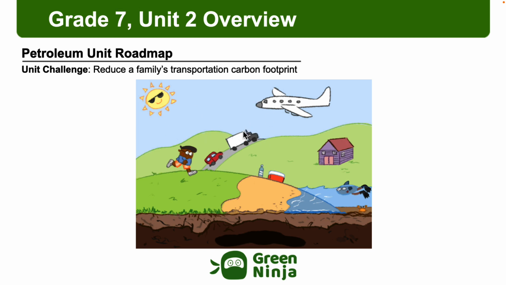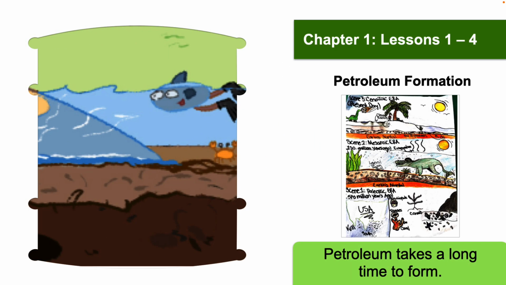In the big picture, transportation clearly features prominently in our unit roadmap. That's because students make the connection between petroleum use and transportation and carbon emissions. So their unit challenge is to reduce their family's transportation carbon footprint. Let's see how we do it, chapter by chapter.